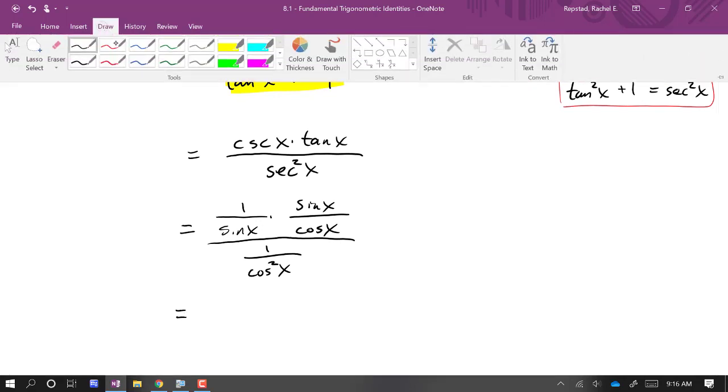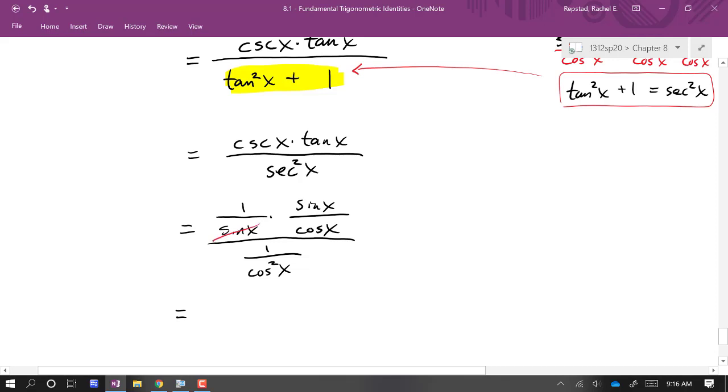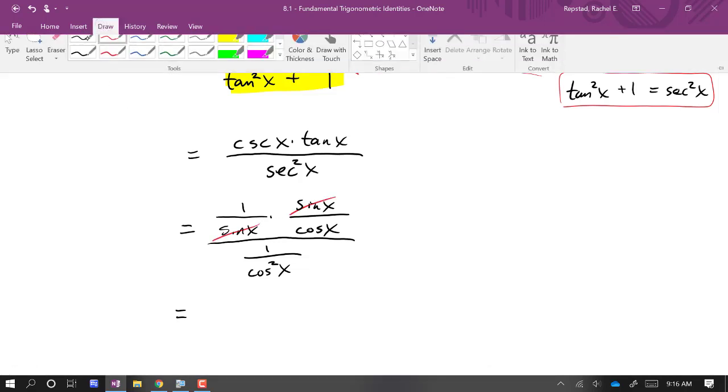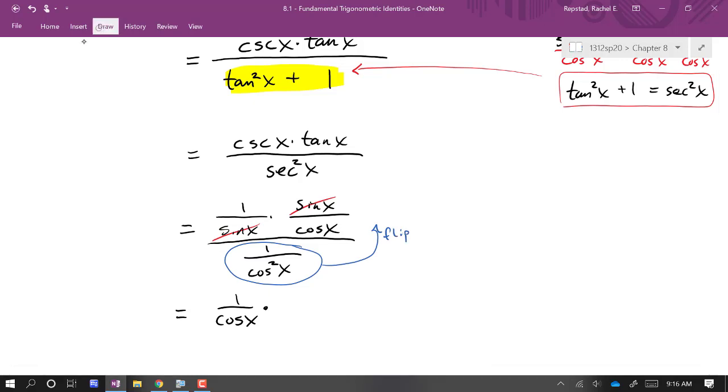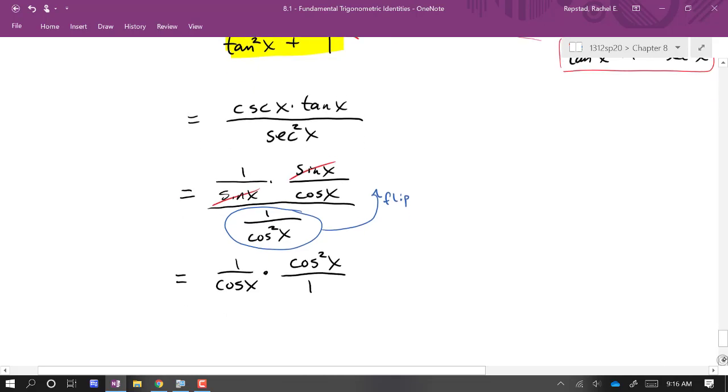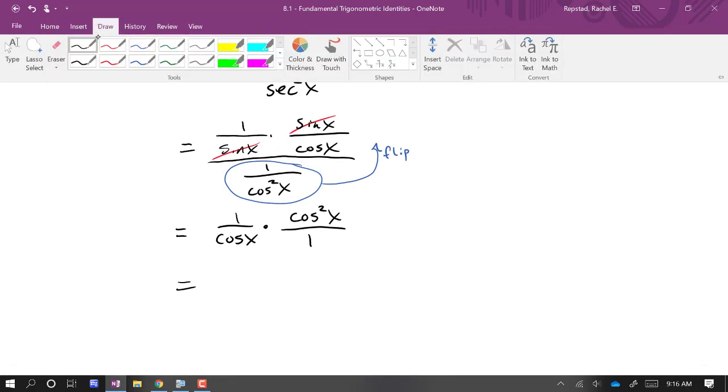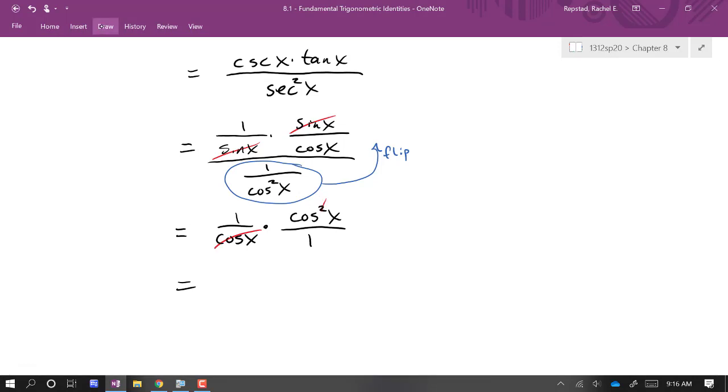Okay, now on top we have 1 over sine times sine over cosine, so I'm going to cancel the sines right off. On top what I have left is 1 over cosine. Then we're dividing it by 1 over cosine squared, so I'm going to flip that and multiply by the reciprocal, cosine squared x over 1. Now we can do just a teensy bit more algebra, cancel this cosine with one of those factors of cosine, and we're just left with cosine x. Now there is a simplified expression involving just one trig function.